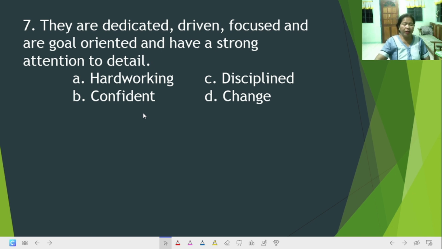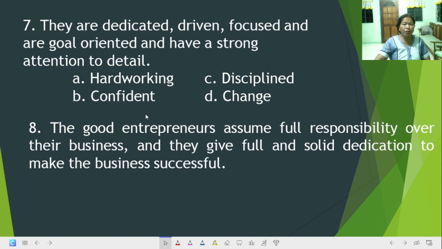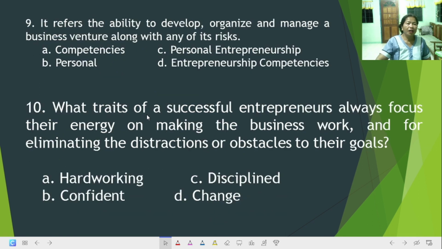Number 8. The good entrepreneur assumes full responsibility over their business, and they give full and solid dedication to make the business successful. What I'm referring to is letter A, change. B, committed. C, confident. D, initiative. Number 9. It refers to the ability to develop, organize, and manage a business venture along with any of its risks. A, competencies. B, personal. C, personal entrepreneurship. D, entrepreneurship competencies.